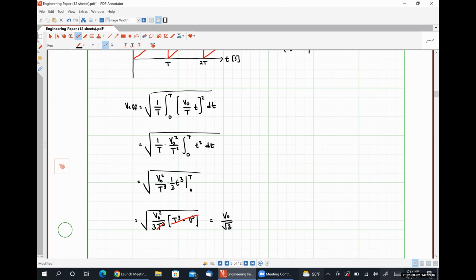So the effective value of a triangular or a sawtooth wave only depends on the maximum amplitude of the triangular portion. As long as it's periodic and it's just repeating that sawtooth waveform over and over again, whatever the maximum value of the voltage is, we divide that by the square root of 3, and that is our effective value. Now let's look finally at a sinusoidal.